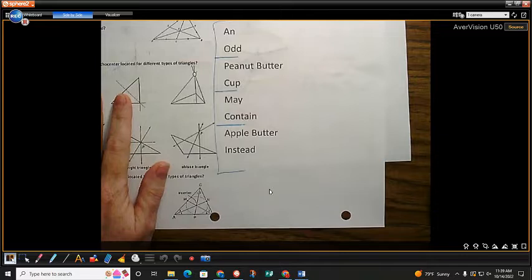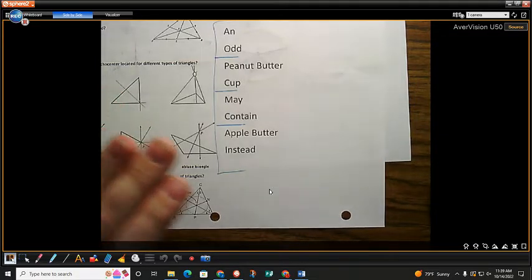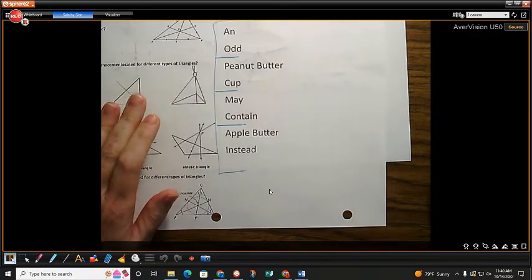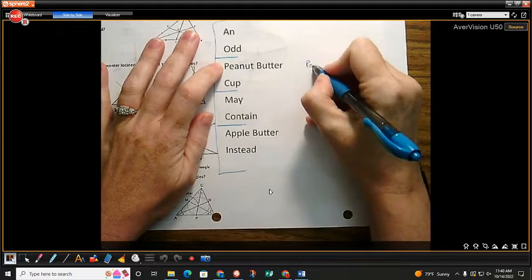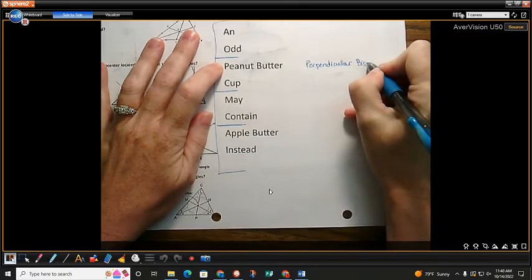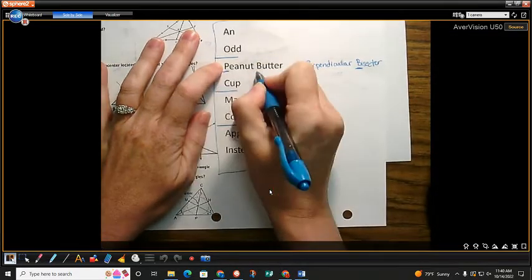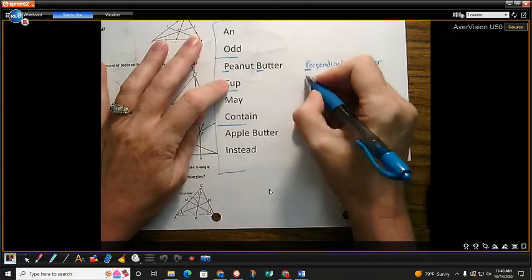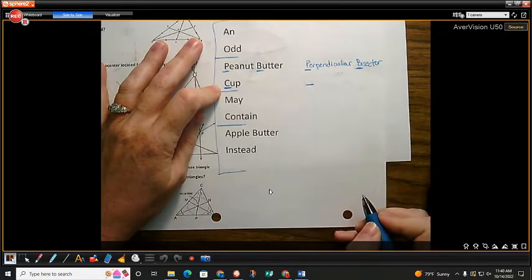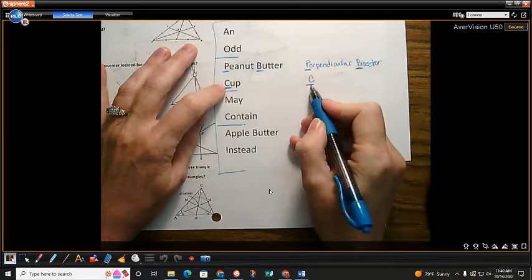So for example, we learned about perpendicular bisectors today. Perpendicular bisector. That starts with P and B. Guess what it goes with? Peanut butter. And so the perpendicular bisectors that start with P and B, just like peanut butter, are going to have a concurrency point at something that starts with C. What was it? What was our point of concurrency for my perpendicular bisector? Circumcenter.